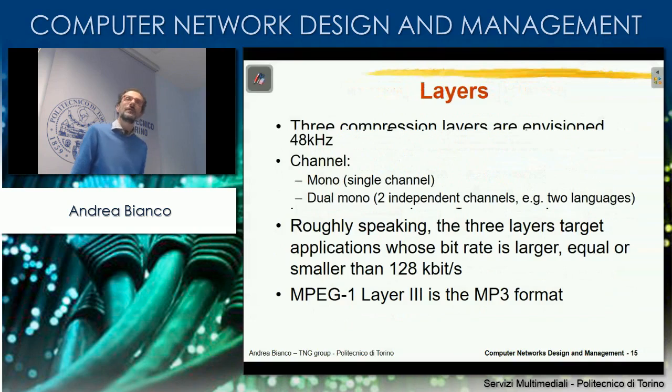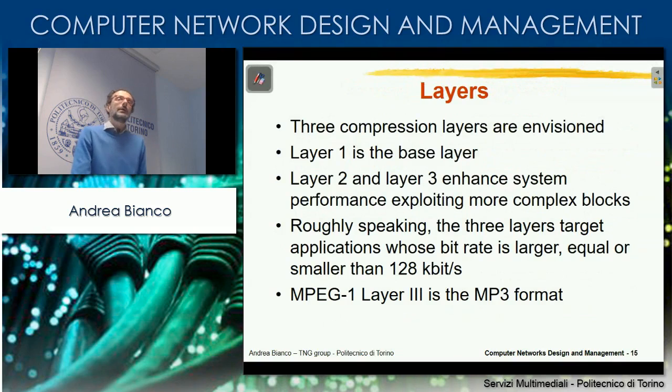Another piece of information that may be of interest is the following. What are layers? Layers are a way of coding your information that may be useful under some particular and peculiar circumstances. Let me give you an example about that.